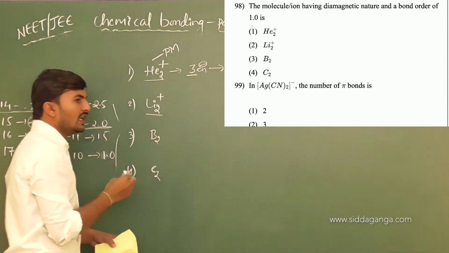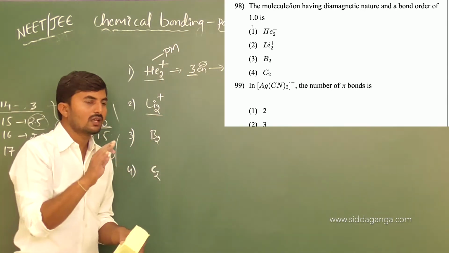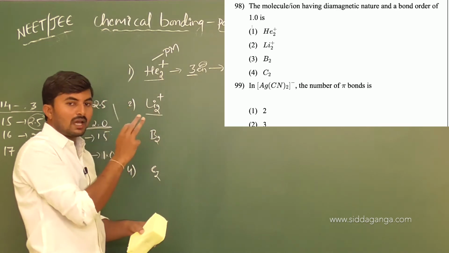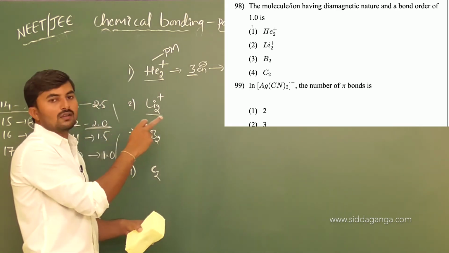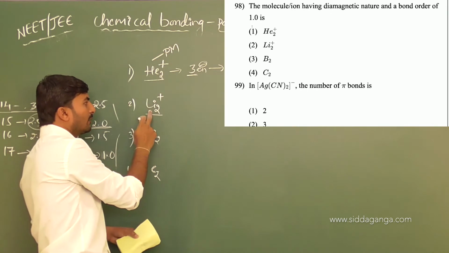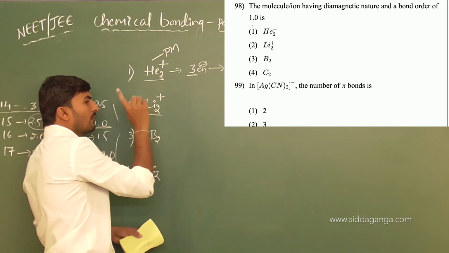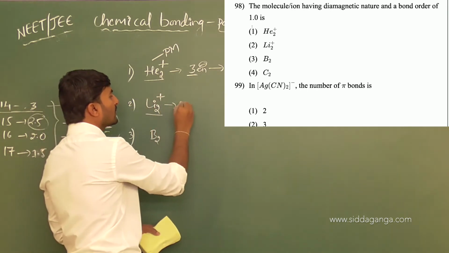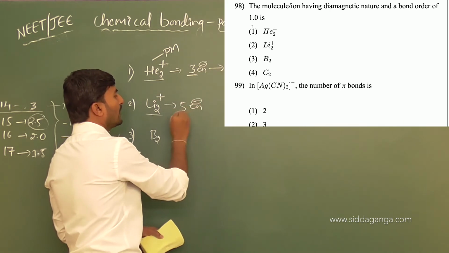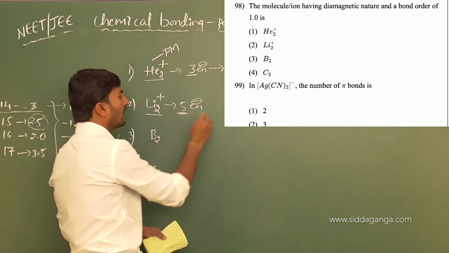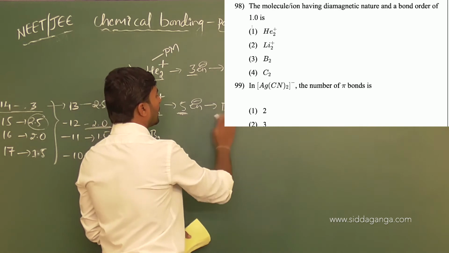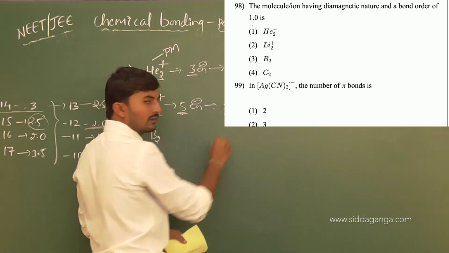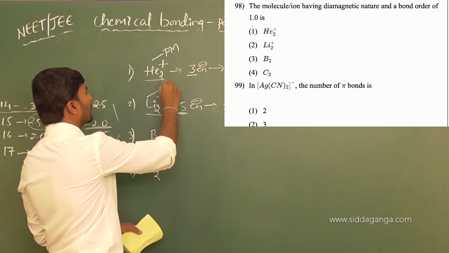Here lithium, each lithium atom will have 3 electrons. Here we have 2 lithium atoms, that means 3 twos are 6 electrons. With the positive sign meaning loss of 1 electron, 6 minus 1 is 5 electrons. 5 electrons means this is also odd. Odd means paramagnetic nature comes for this also. This is also paramagnetic in nature.